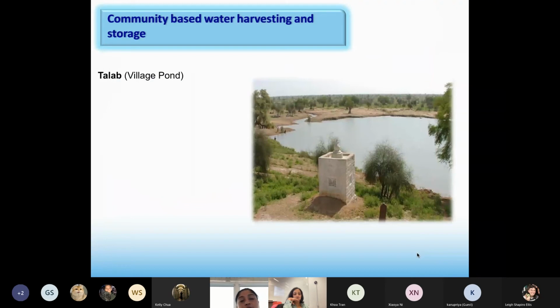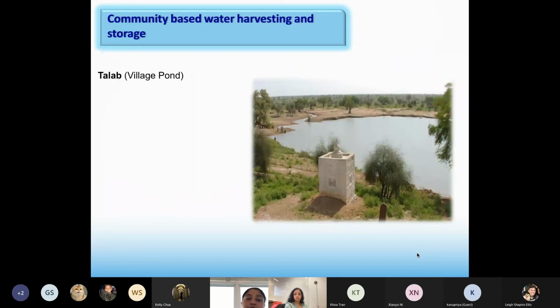On the screen, what you see is what we call a talab, or a village pond. This is basically made in an area where we have a catchment. If you see in this particular photograph, there is a catchment at the back, on the rear, which is identified through the surveys that we do. And depending on the slope, we make the talab, which is basically an open surface pond with an embankment. The embankment is not a load bearing embankment.